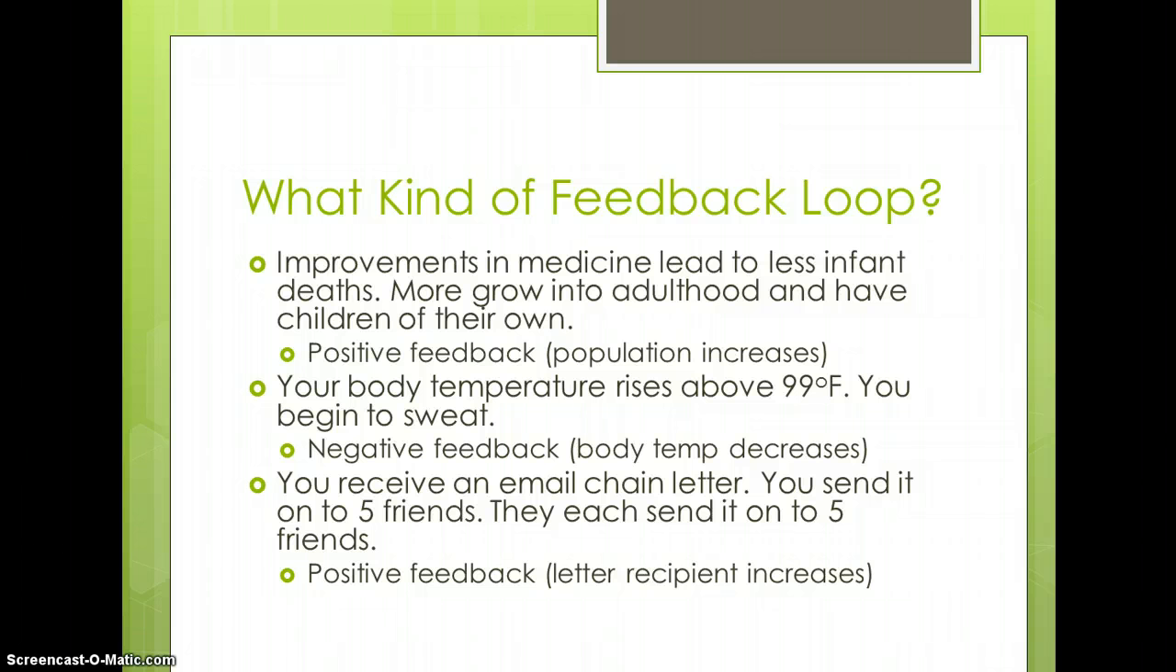Another example: your body temperature rises above 99 degrees Fahrenheit. You begin to sweat. That's a negative feedback loop because your body is trying to restore your system to a normal temperature. Another example: you receive an email chain letter. You send it on to 5 friends. They each send it on to 5 friends. That's another positive feedback loop. The number of letter recipients increases, so the system is amplified, gets bigger and bigger.